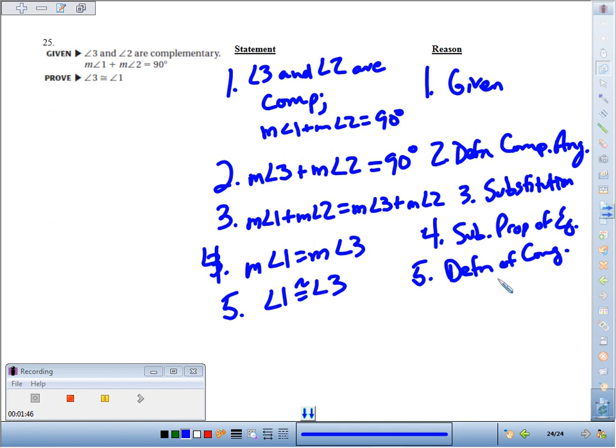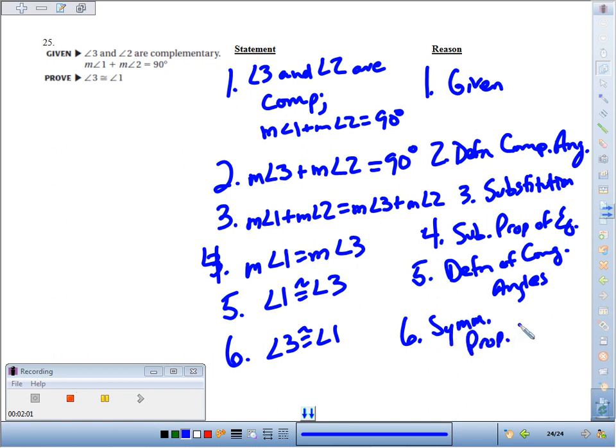Definition of congruent angles. But we're not trying to prove that 1 is congruent to 3. We're trying to prove that 3 is congruent to 1. So our last step here would say angle 3 is congruent to angle 1, and that would be our symmetric property of angle congruence. So that's one way we can prove it.